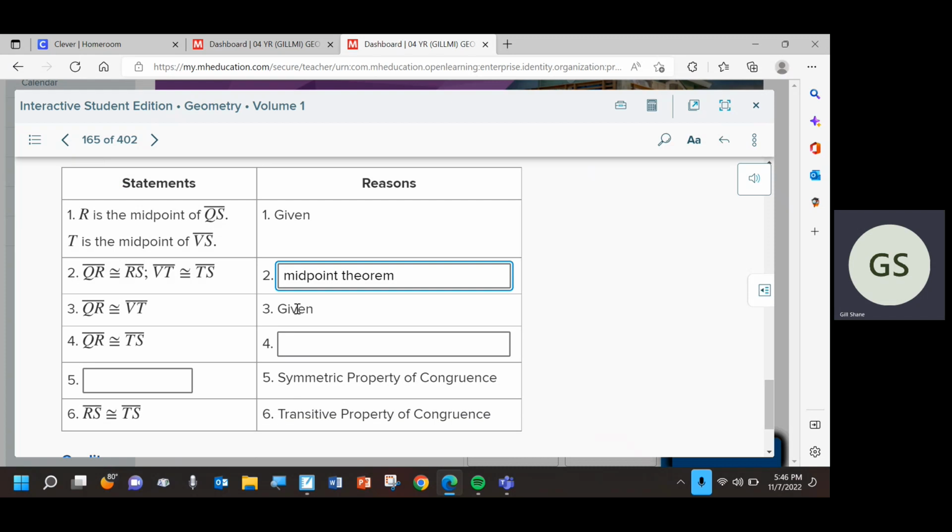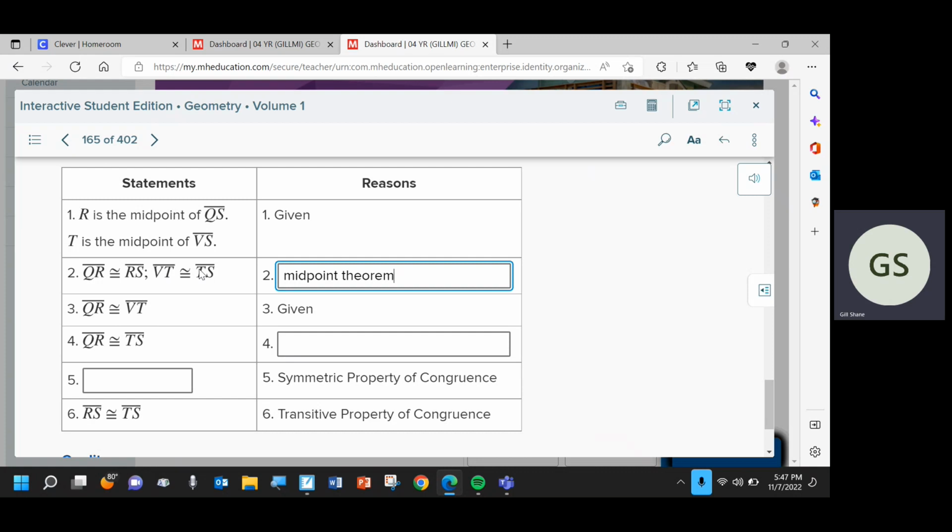Now, this was just given. A lot of times you're going to have given information that hasn't been used in the beginning, and that should be a pretty easy one to fill out for a reason. We didn't go from congruent to congruent, so it's not the definition of congruence. If this doesn't change, all we're doing is replacing this. I've got to go with the fact that that is going to be substitution.